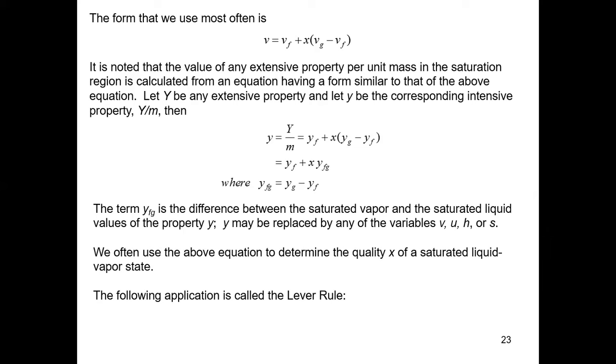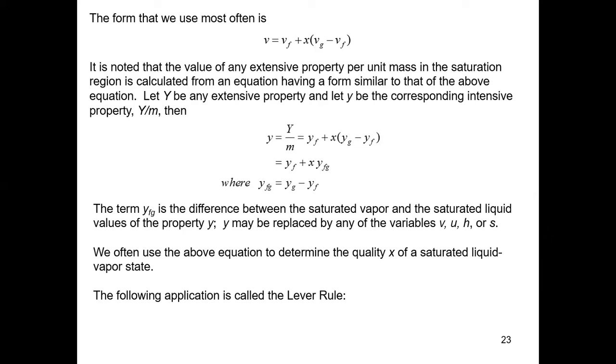hfg is equal to hg minus hf. So hfg is the value of the property difference between the gaseous phase and the fluid phase. It is the value inside the dome, the steam dome. Remember, we saw it before.